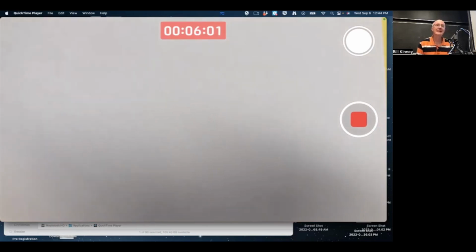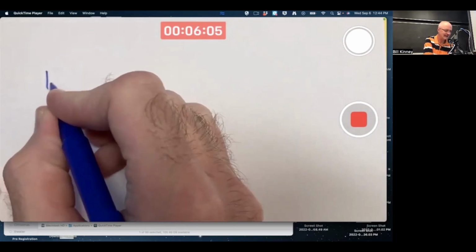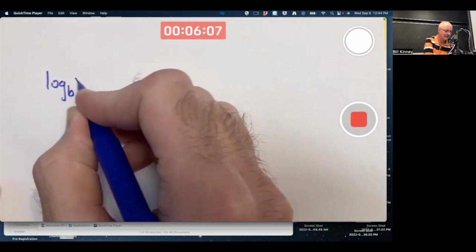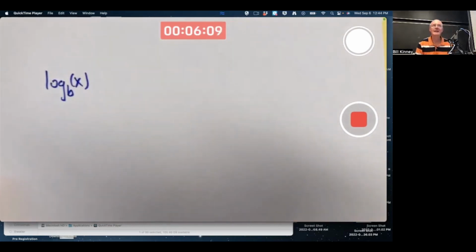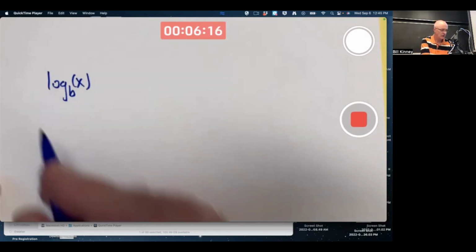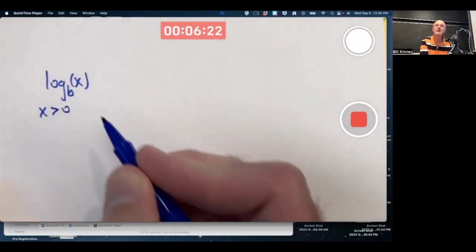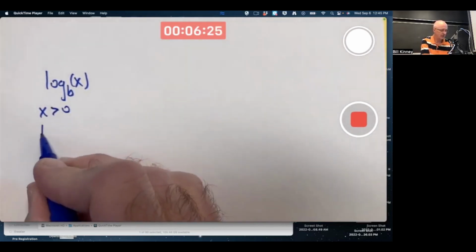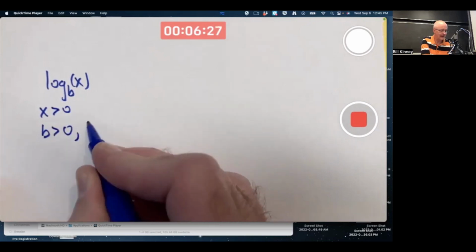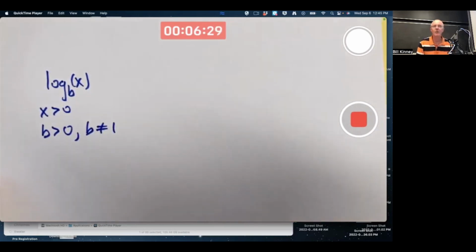So today's main topic is logarithms. And we want to understand the general case. What is log base b of x for an arbitrary base b? We do need to assume the input for this function, and it is a function, x is positive. We also need to assume b is bigger than 0 and not equal to 1. We'll talk about why you don't want it to equal 1.